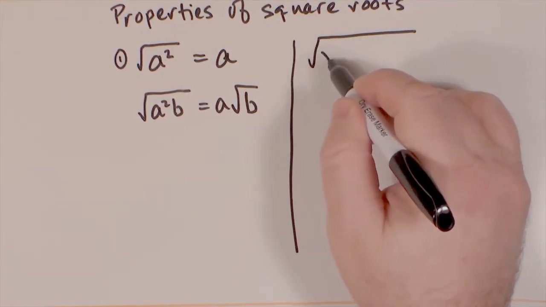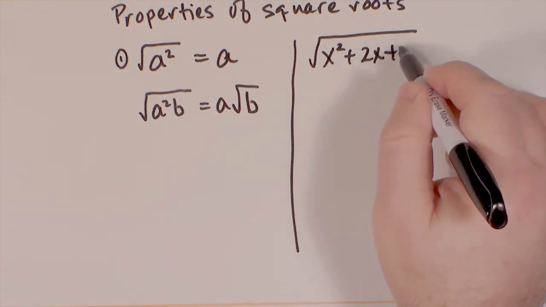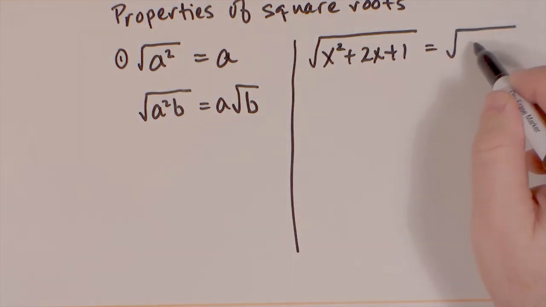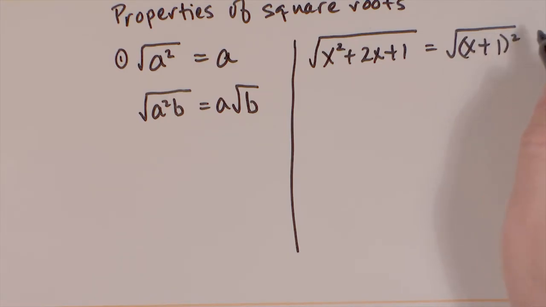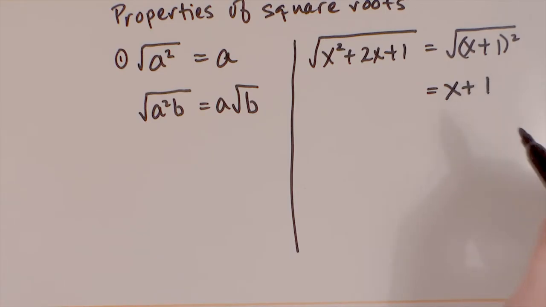Now, what about polynomial expressions? Something like a quadratic underneath a surd. Well, this quadratic just happens to be a perfect square. X squared plus 2x plus 1 factors to x plus 1 quantity squared. Now, under a square root, that comes out nicely, and so the square root of x plus 1 all squared is just x plus 1.